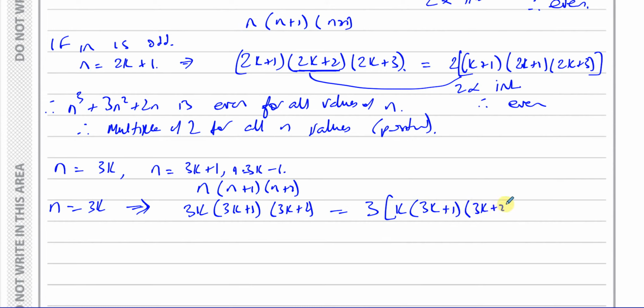Very clearly, that's 3 times an integer. So it's 3 times an integer. Therefore, it is a multiple of 3. So we know this is a multiple of 3, for when n equals 3k.